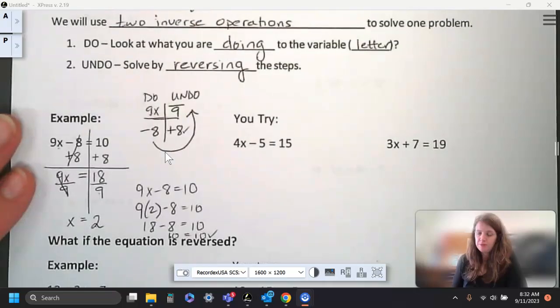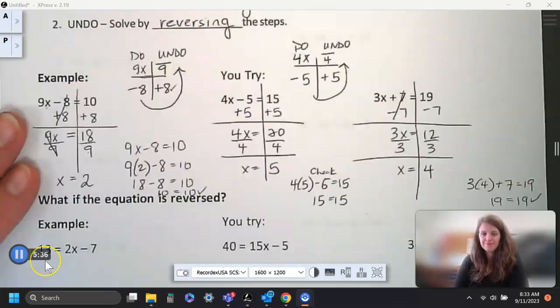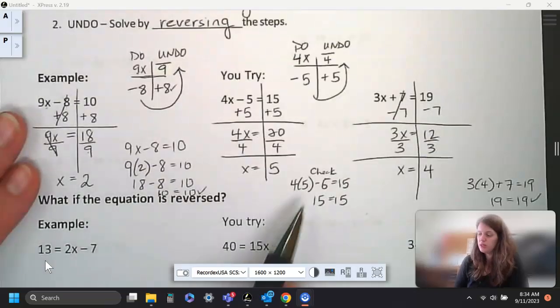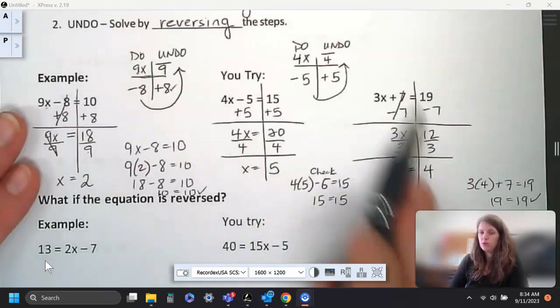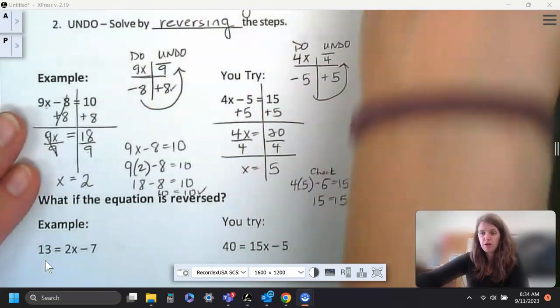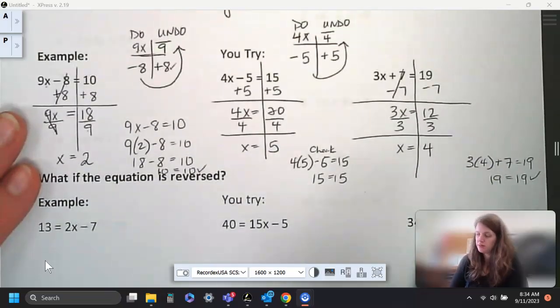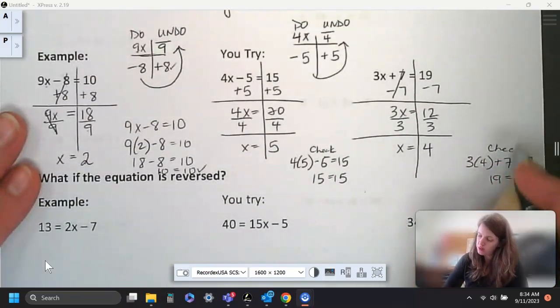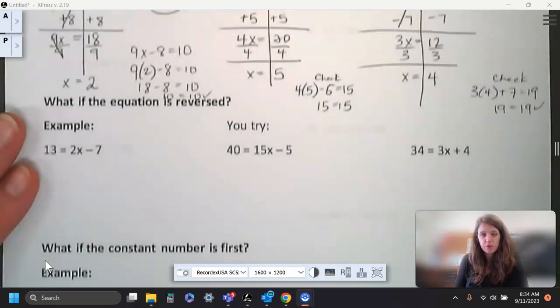All right, so I've got 2 Utries. I'm going to pause it. I want you to go ahead and try those, and I'll write the answers. Okay, so hopefully you see that you got the answers, x equals 5 and x equals 4. If you make sure your work is correct there, hopefully that will check out. You see I did little checks here, right? Check.